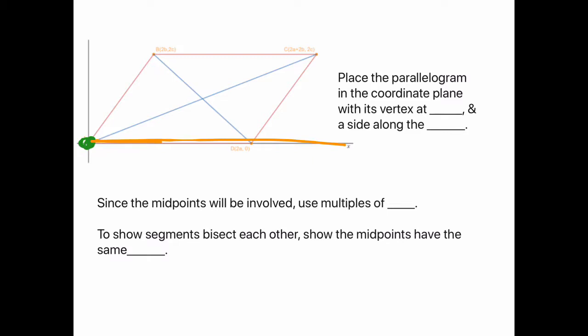Now, since we're going to be using midpoints in most of these problems today, we want to use multiples of 2 because that's the easiest way, because we're going to have to find the average. So if you divide something by 2 and it's a multiple of 2, it divides out nice and evenly, and you won't end up with fractions or decimals as your answers. And then to show that the segments bisect each other, all you have to do is prove that their midpoints have the same coordinates. So that's that question.